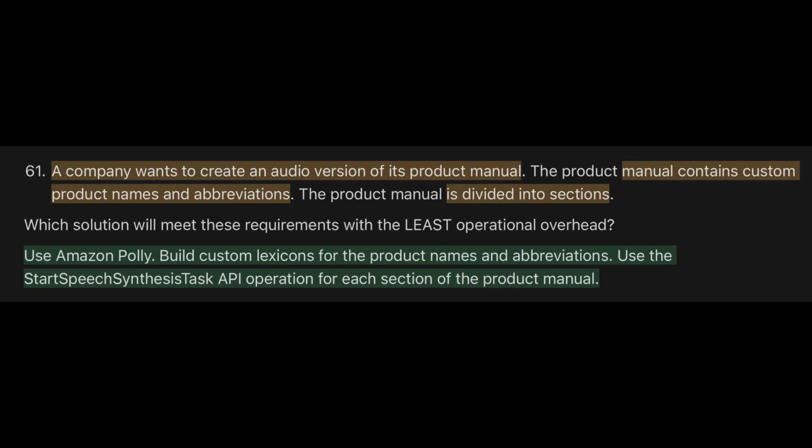So in this case, they can use Amazon Polly and build custom lexicons for the product names and abbreviations and use the start speech synthesis task API operation for each section of the product manual.